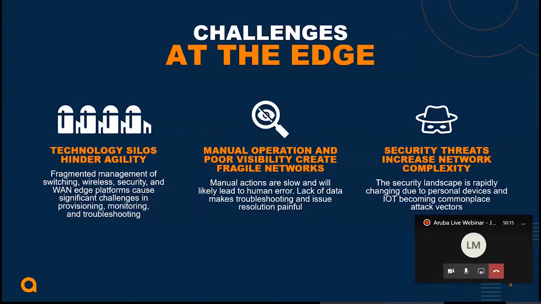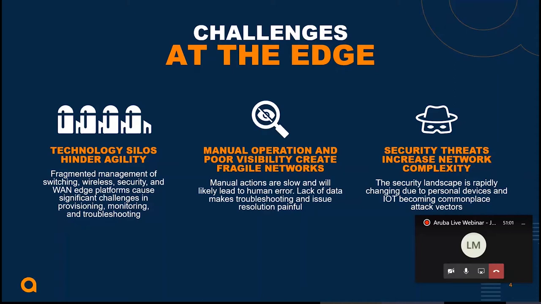So again, there are also challenges at the edge right now. Let's explain the different challenges in our edge. First, technology silos hinder agility. As we all know, some organizations have different platforms. They have different products for wired, wireless, and security, and sometimes it makes it very difficult to manage, monitor, and troubleshoot their network because of different systems and platforms.